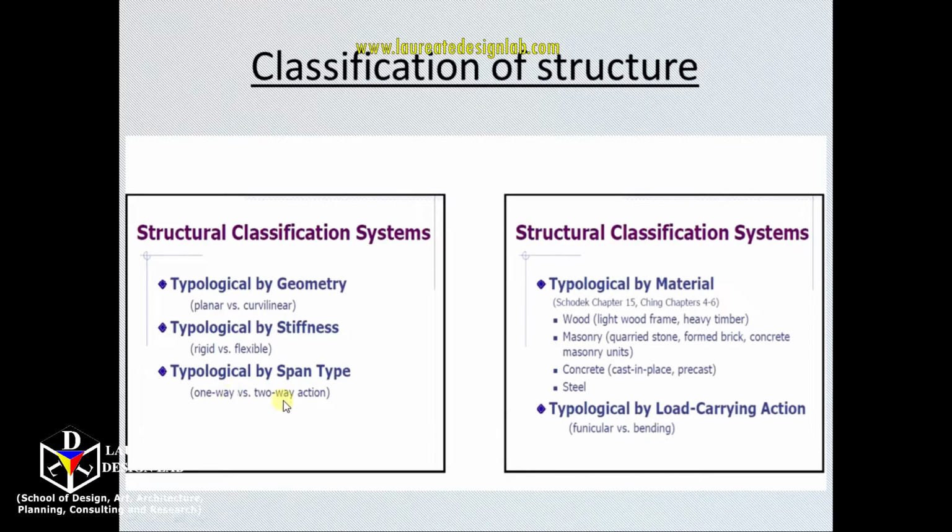Fourth type, typology by material. It can be of any material: wood, brick, stone, concrete, steel, etc. Typology by load carrying action, funicular and bending. So the concept of structure will be talked about keeping in mind all these typological structural systems.